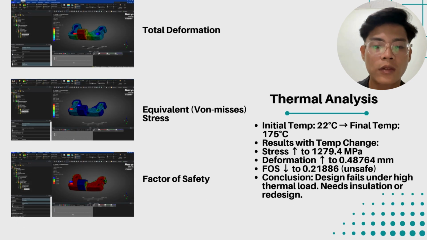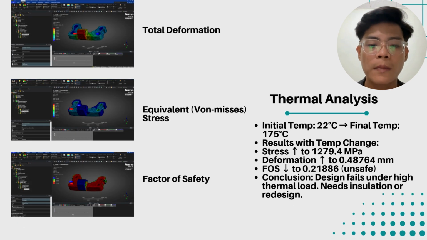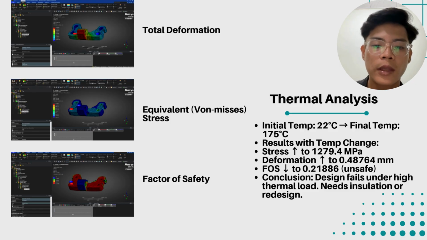So this is the introduction of thermal stress analysis. Thermal stress analysis evaluates how the aircraft engine bracket performs under temperature change, simulating real-world conditions near the engine. This analysis is critical because the bracket is exposed to temperatures up to 175 Celsius, which can significantly impact structural integrity.